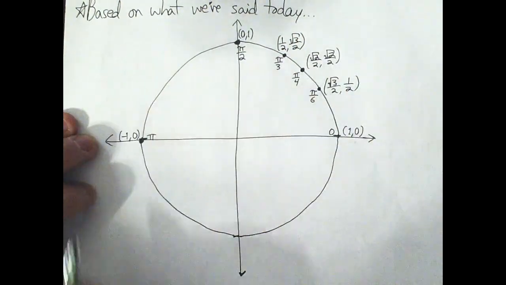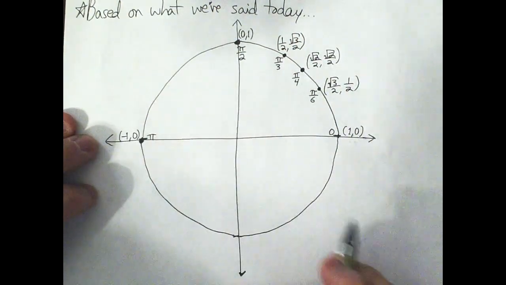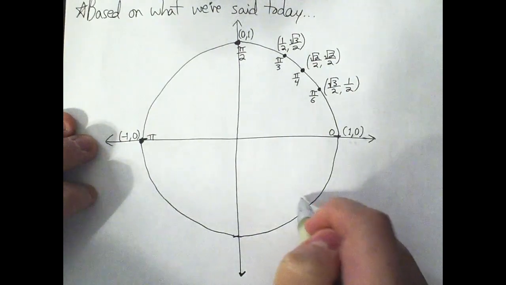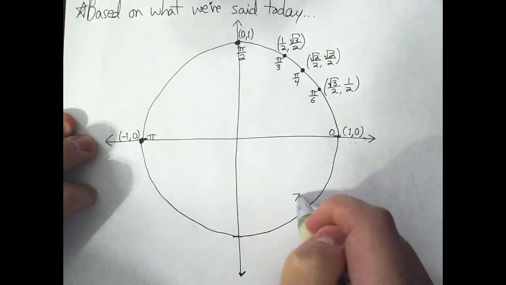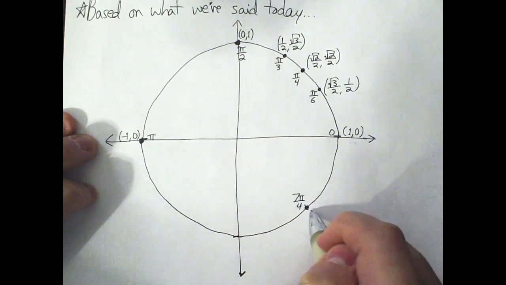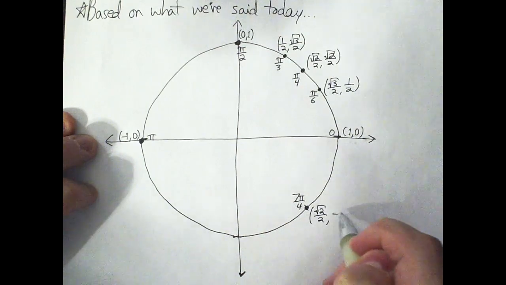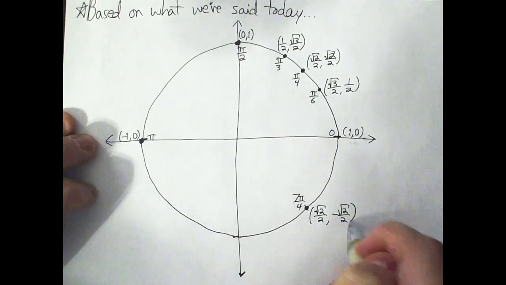Right, so based on what we've said today, we could actually fill out a lot of points. How about the one that we just found in the problem we just finished? If you go 7 pi over 4, we found that that had an answer of square root of 2 over 2, comma negative square root of 2 over 2. That was the answer to that problem.